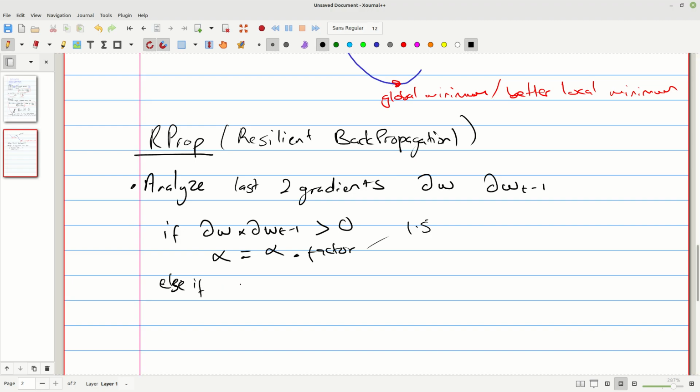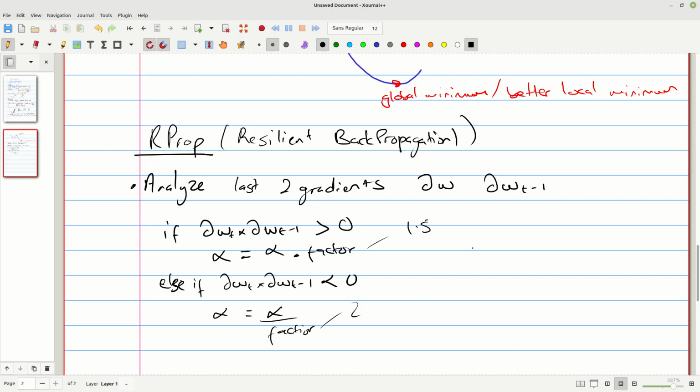Else if dwt times dwt minus 1 is less than 0, which means they're negative, then we try to decelerate the learning by dividing by some factor that's greater than 1. Maybe we divide by 2 or something. So that's the idea here.